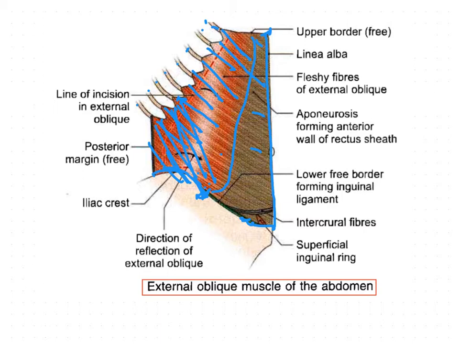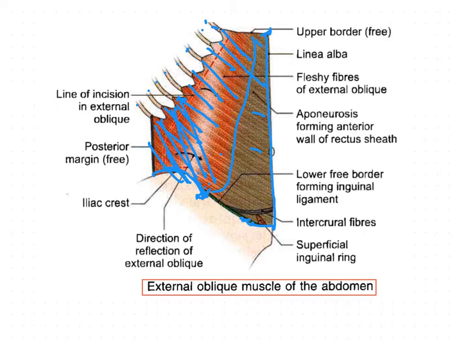And the nerve supply for this external oblique muscle is the lower 6 thoracic nerves, that is from T7 to T12. So this is about the origin, course and direction, insertion and nerve supply of this external oblique muscle.